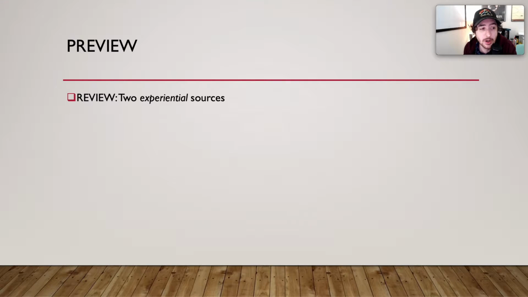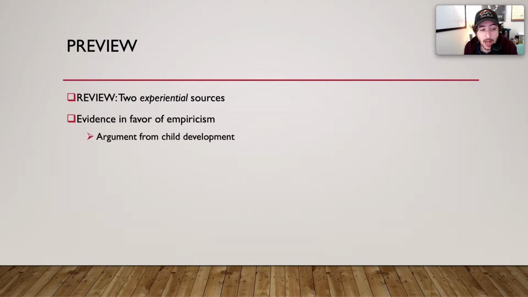So in this video, we're going to review those two experiential sources, and then we're going to look at that evidence in favor. We're going to look at what I'm going to call the argument from child development, the argument from subtraction and variation, and the argument from order.